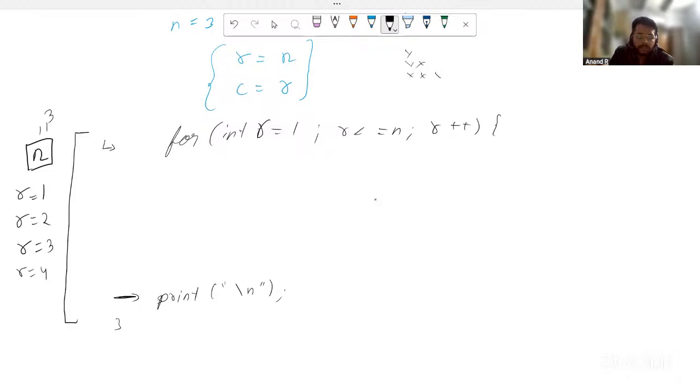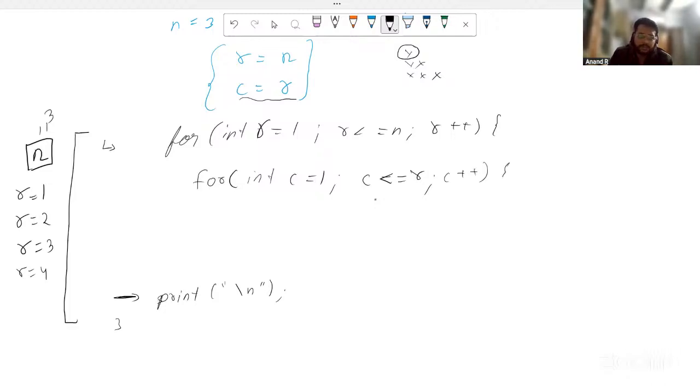Now, when the value of r is equal to 1, can I say that I have to print the first row? When the value of r is equal to 2, I have to print the second row. So can I say that over here, I should write down the logic to print the column? And if C is equal to R, can I say that the value of C will start from 1 and it will go till R? Because that's the relationship, right? The number of columns in each row depends on the value of R.